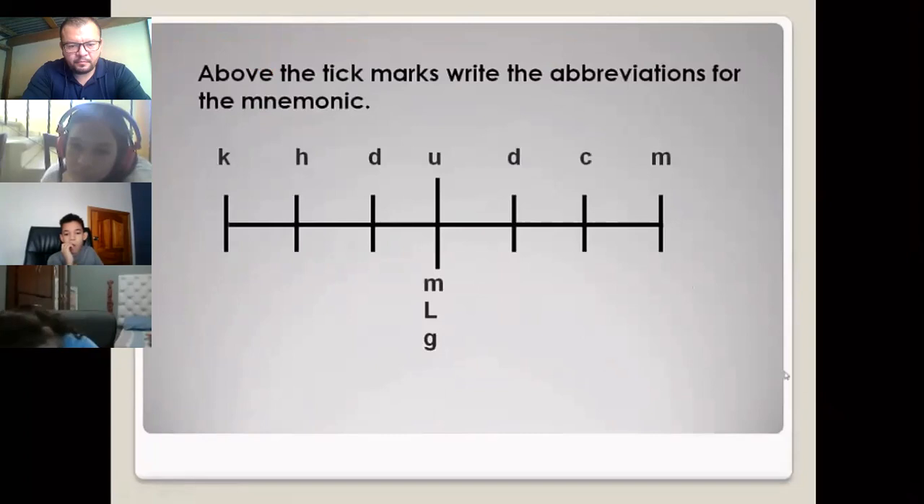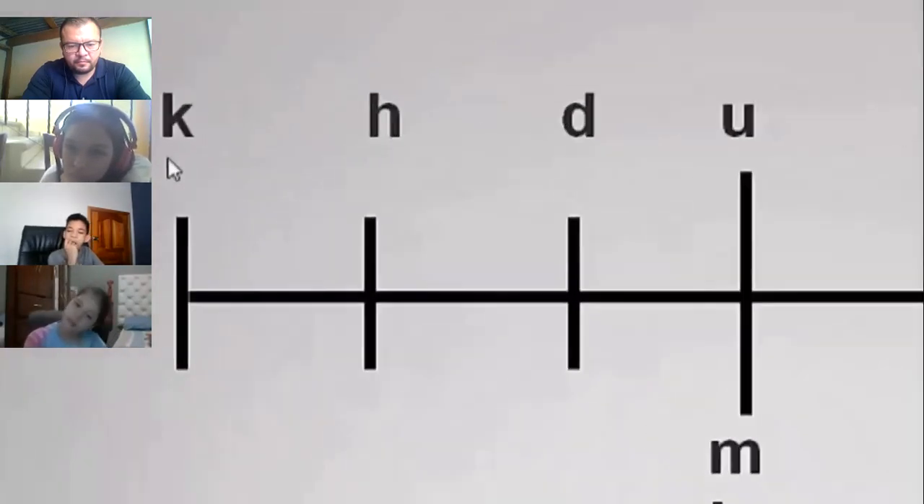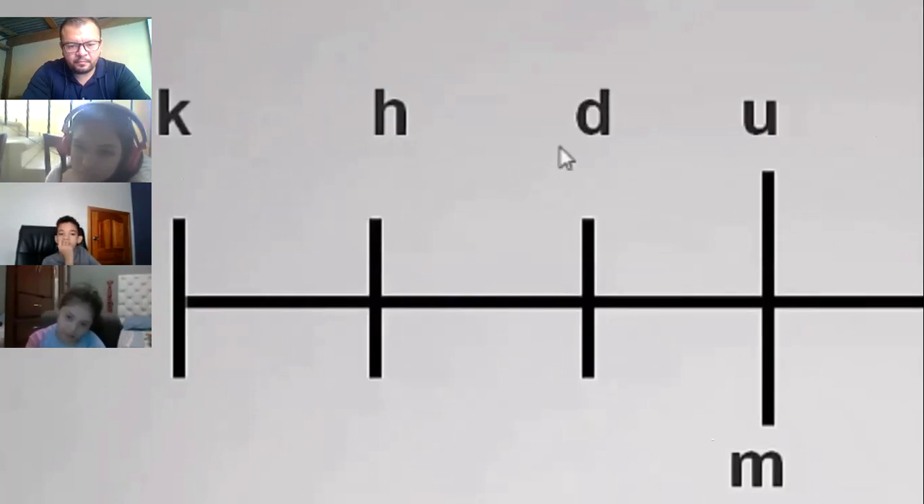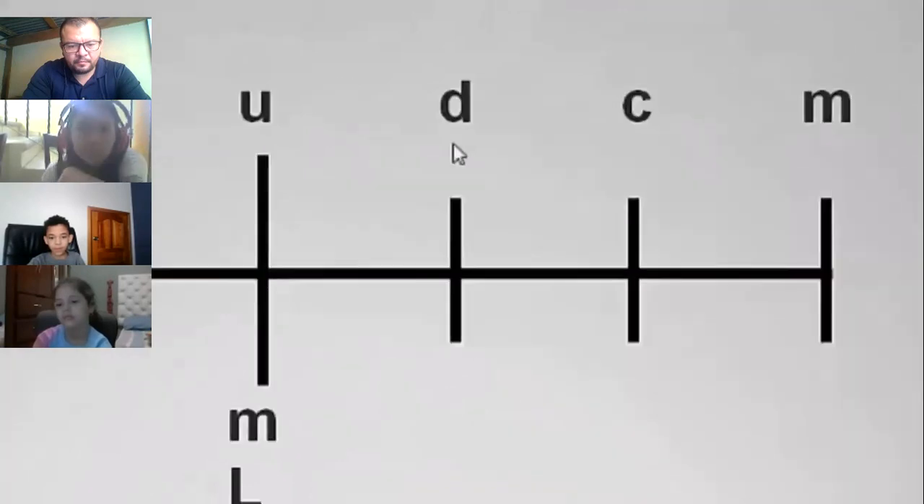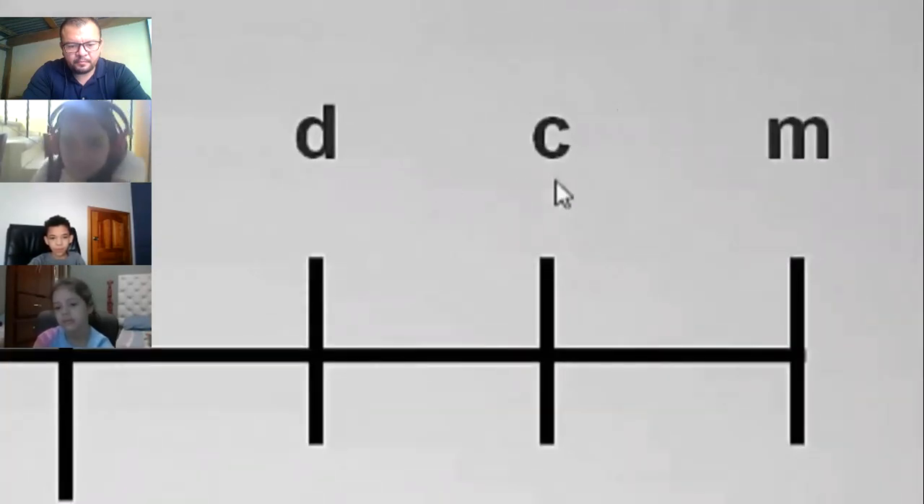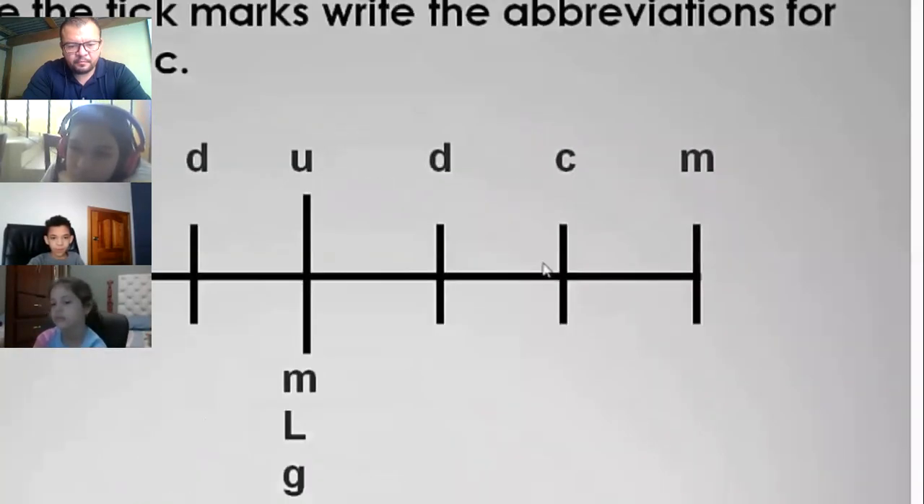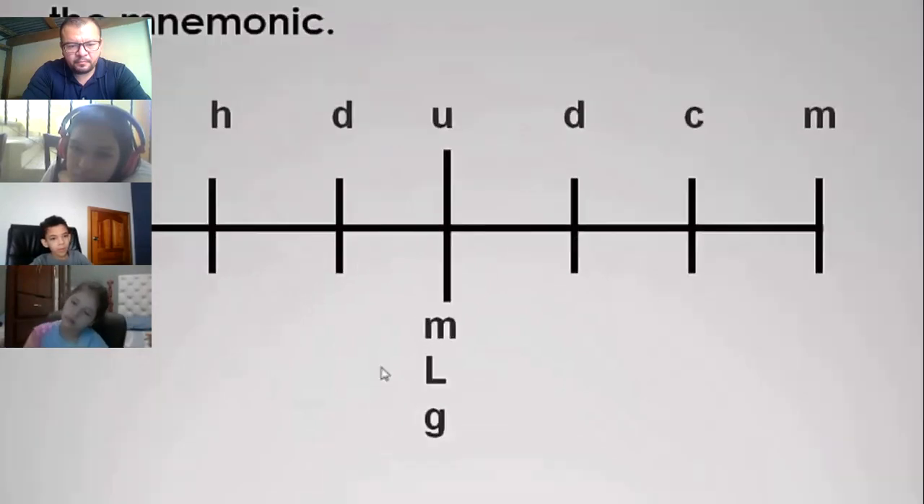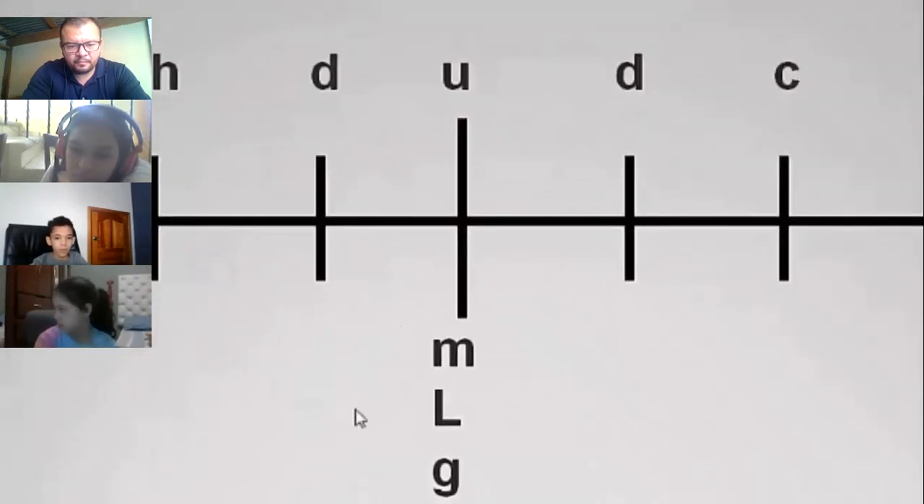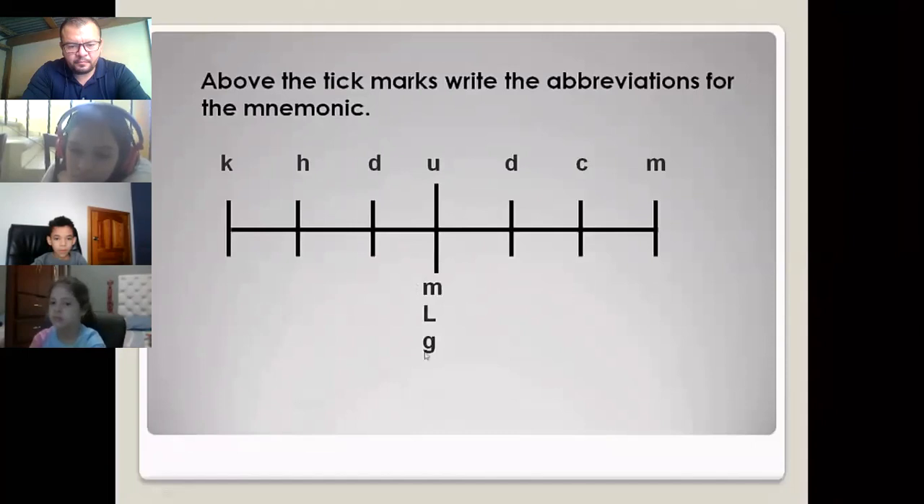Then, above each of the individual tick marks, you write the abbreviations for the mnemonic. K for king, H for Henry, D for died, U for unexpectedly, D for drinking, C for chocolate, and M for milk. Underneath the U, I put these letters to help me remember what my words are, the metric system. You don't have to put those if you don't want to. It just helps me.